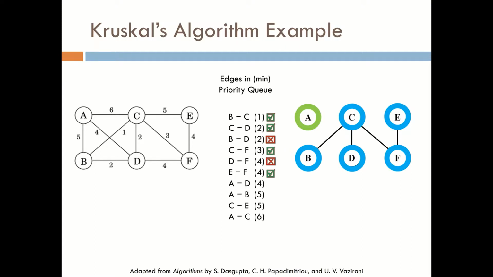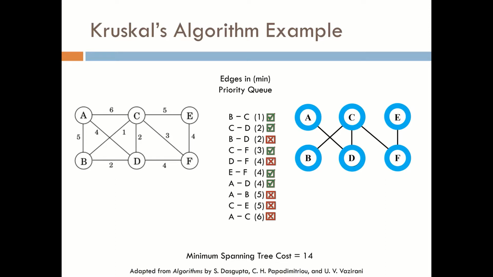The next edge that comes off is the AD edge. The AD edge emanates from different sets, so we will accept that edge and we will union A into the minimum spanning set. Now that everything is in the minimum spanning tree, we stop processing. That's the equivalent of rejecting all remaining edges. And the minimum spanning tree cost is 14.